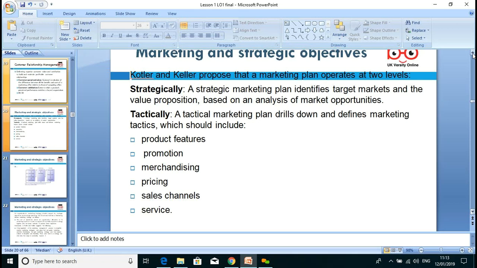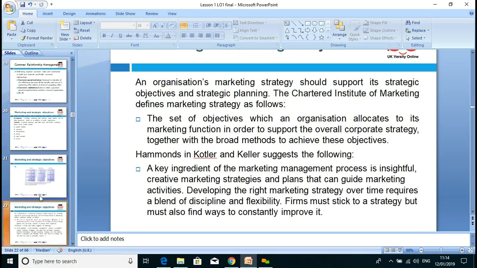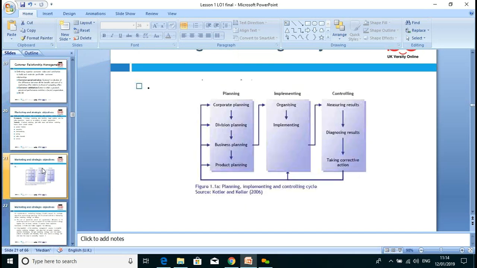So strategically it means the long-term marketing plan: identify the target market and value proposition based on the analysis of marketing opportunities. We need to look around at what sort of opportunities we have in the market, and we need to explore them. Different tactical approaches we can use: product features, promotion, merchandising, pricing, sale channel and service, to maximize the return and satisfy the customer needs.